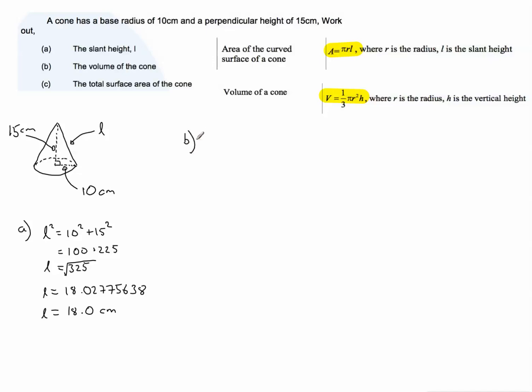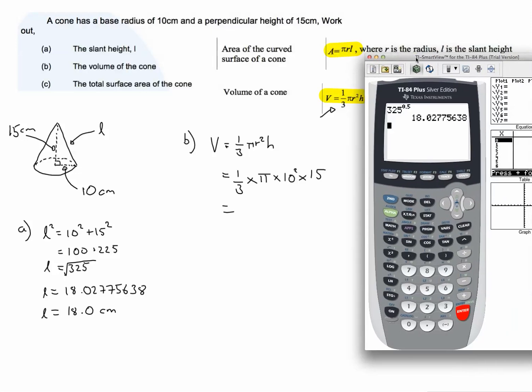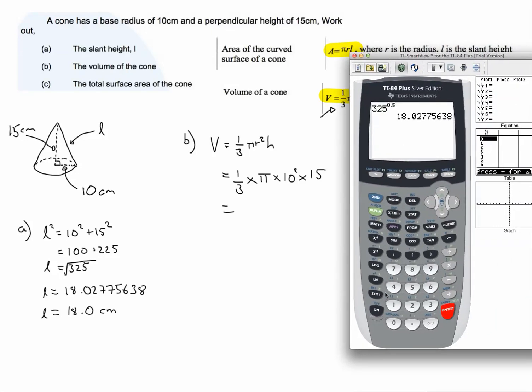Okay, so for the next part of the question, we need to know the volume of the cone. Well, just to remember that in our formula booklets, we have the formula for the volume of a cone. It's 1/3 of pi r squared times the height of the cone. Okay, so in this case it's going to be 1/3 multiplied by pi multiplied by 10 squared, because the base radius is 10, multiplied by 15, which is the height.